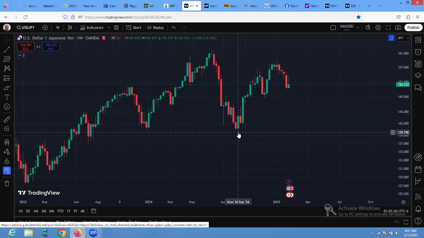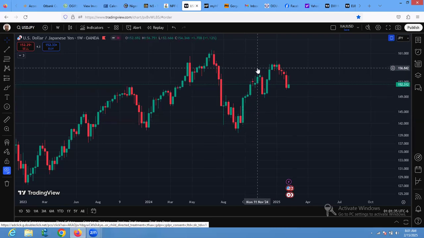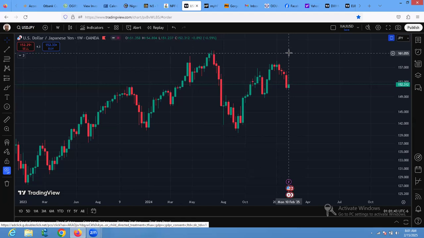So if that is the scenario, this may have finished up, and this may be a 1, 2, 3, 4, 5. So if that is completed as a 5, we are looking at an A, B, C for a further push. That's the first scenario. What is the second scenario?